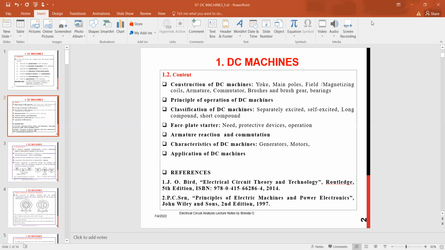Then under construction of DC machines, it has a number of parts. We have the yoke, the main poles, the field or magnetizing coils, the armature, the commutator, the brush gear, and the bearings. You need to know the function of each part. Then you need to know the principle of operation, the working of DC machines. When we classify DC machines, we look into separately excited DC machines, self-excited DC machines, long compound, and short compound, that is under the classification of DC machines.